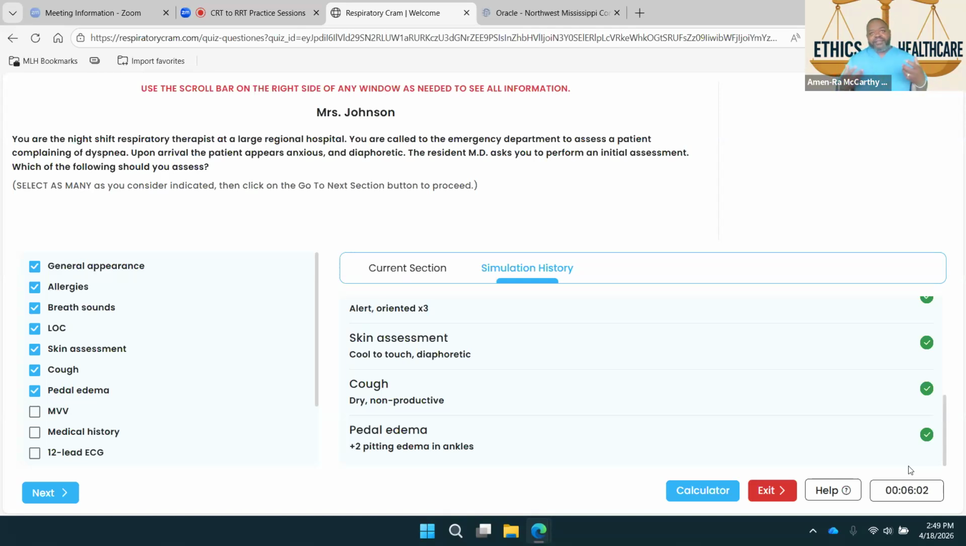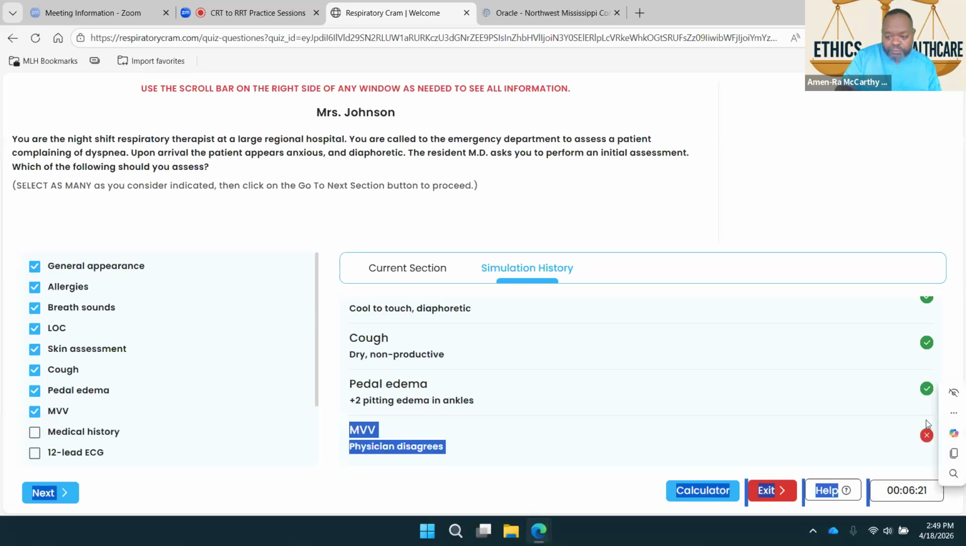MVV is a maximum ventilation. It's like a spirometry test. Do we want to do an MVV? No. Okay, no. All right. Now I'm going to click it, because sometimes they give you a rationale of why not to do it. Okay. MVV, but you guys said no. Let's see what the doctor says. The doctor says no as well. Physician disagrees. They didn't give us a reason, but physician disagrees.